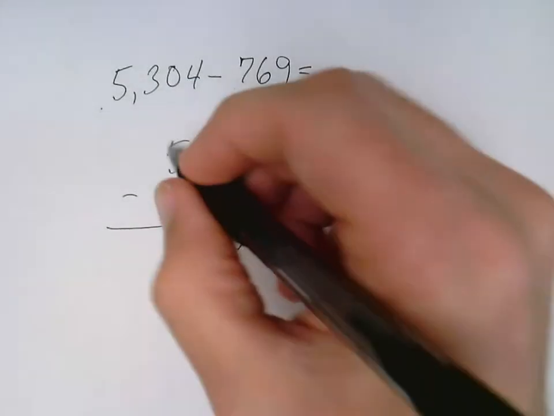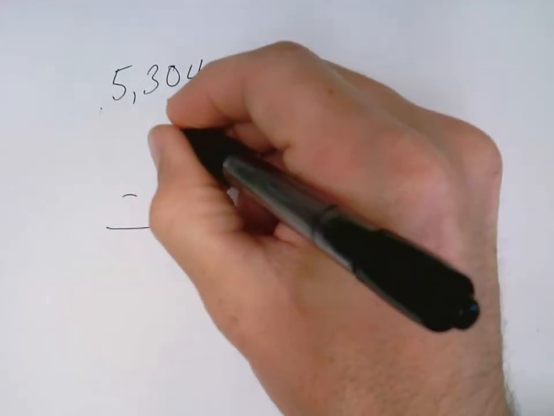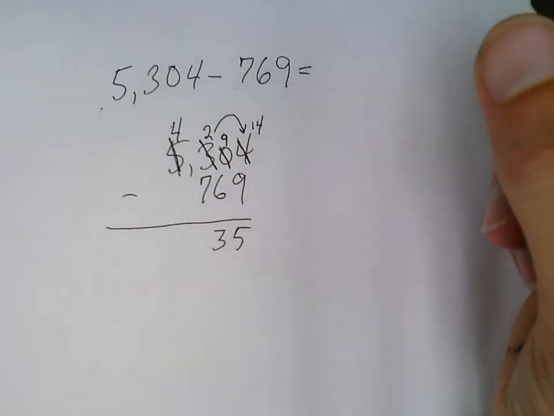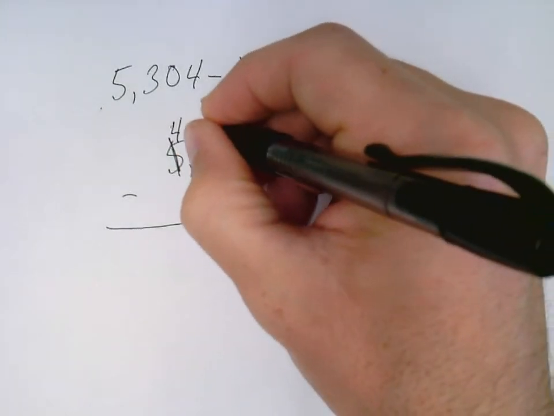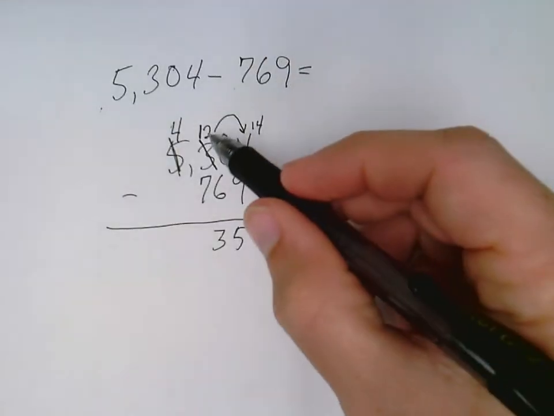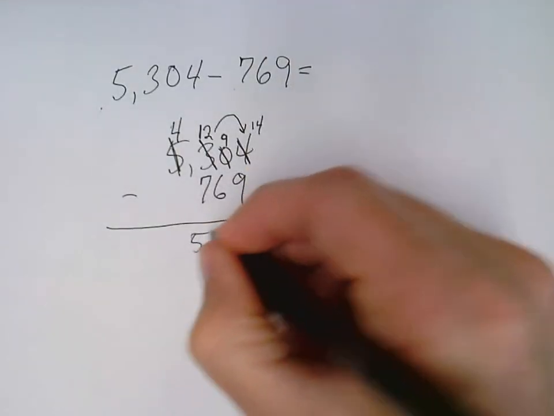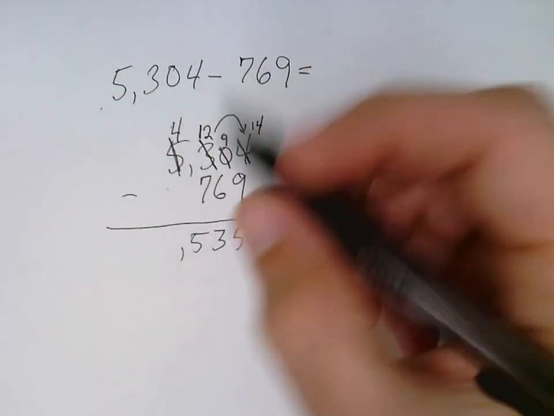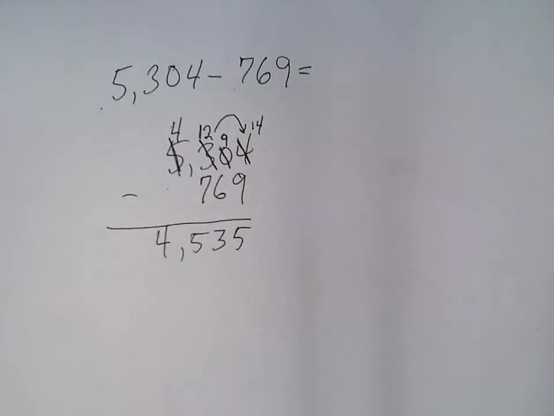I go over to my neighbor, take 1 package of cookies, so the 5 becomes a 4. That package of cookies is worth 10 cookies, so my 2 becomes a 12. 12 minus 7 is 5. Bring down my comma. On my last column, 4 minus nothing, I can certainly do that. It is 4. So the answer to 5,304 minus 769 is 4,535.